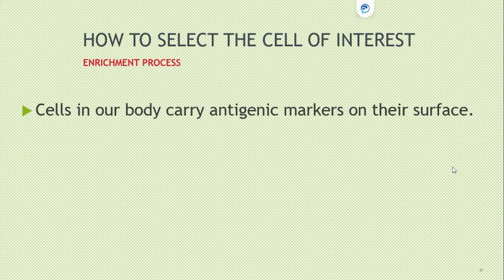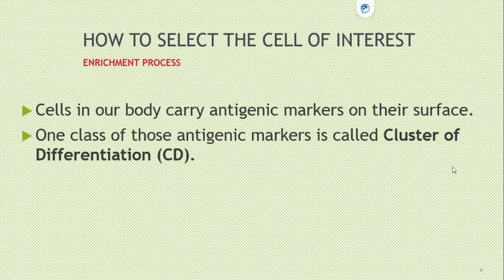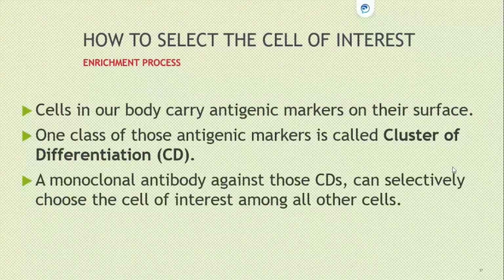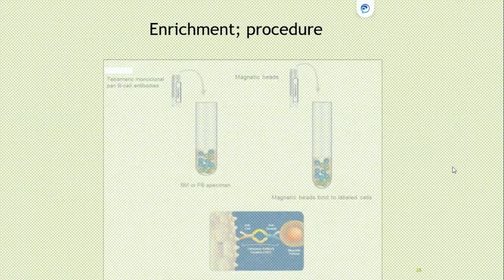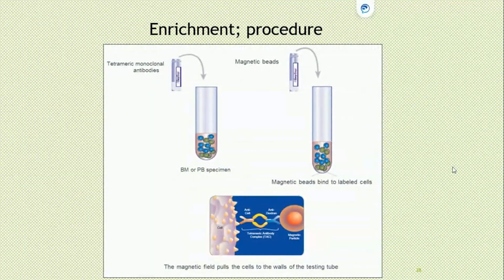Cells in our body carry antigenic markers on their surface, and one of them is the cluster of differentiation, CD, which is what is actually detected by flow cytometry. If we have a unique monoclonal antibody against that CD, we can actually select that cell. And that's the way a system of enrichment works. So you have a monoclonal antibody against a specific unique CD for the cell of interest. In our case, plasma cells, CD38.